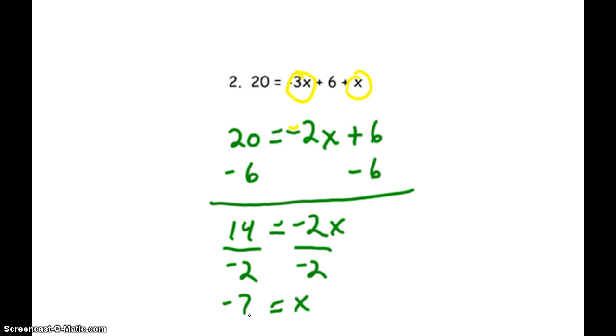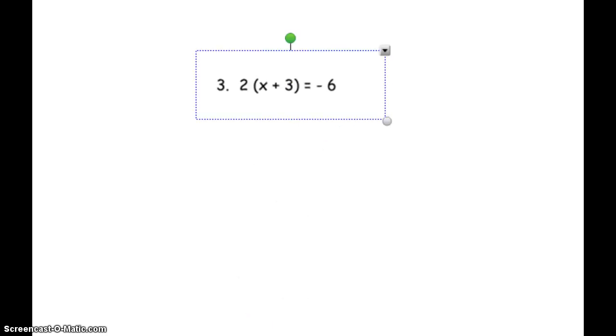And again, we're combining like terms. Then we apply the order of operations in reverse. So we're going to do the adding or subtracting, then we do the multiplying or dividing. Let's take a look at another problem.